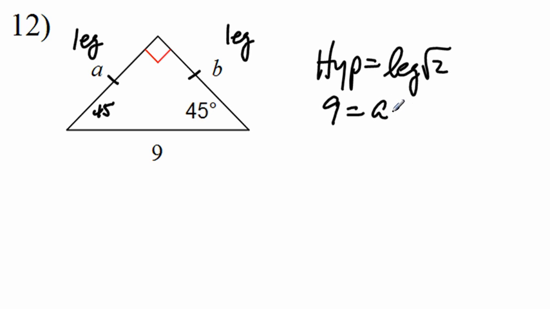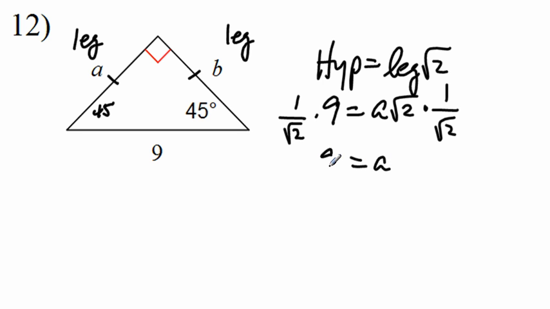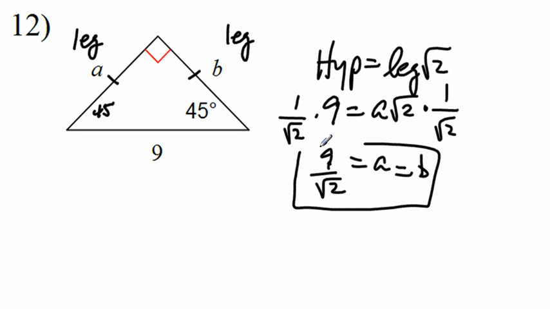We'll say a times root 2. We're going to multiply by 1 over root 2, and then we're going to multiply by 1 over root 2. So then we know that a equals 9 divided by root 2. And so if we've got a, we also know b is going to be equal to the same thing because they're both legs. And that's my answer.